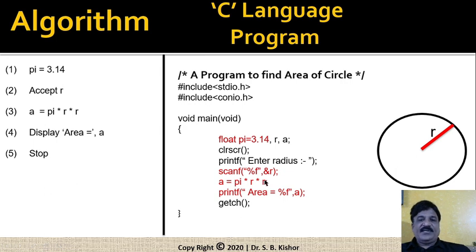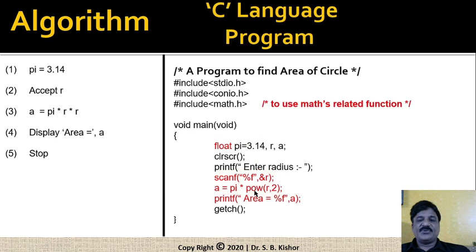Now instead of writing r into r, is it possible to use some other mechanism? Of course, yes. So what is that? Use a power function, power of r comma 2. Now since you are using a power function, you need to include math.h, a header file which contains various mathematical functions. Especially, assume that you want to find the volume of a sphere. What is the formula? 4 by 3 pi r cube. So instead of writing 4 by 3 pi r into r into r, we can use a power function.